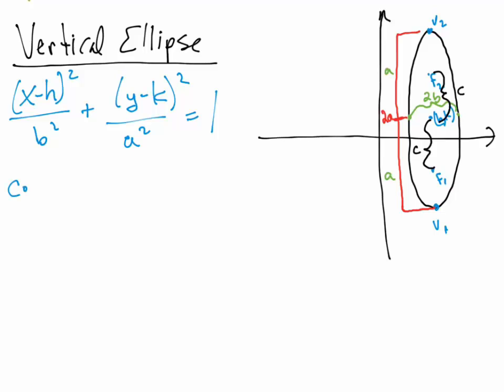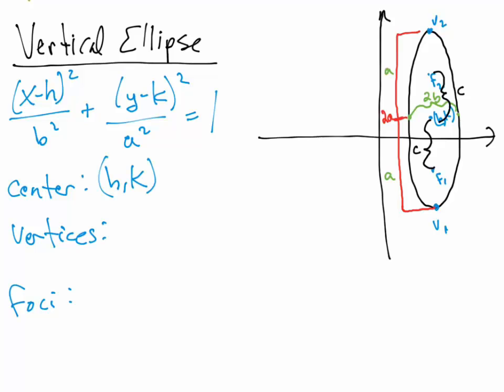So identifying the center, the vertices, and the foci. Well, the center is still h comma k. For the vertices now, I'm going to start at the center, but now I'm going to move along the y-coordinate a value of a. So this will be h comma k plus or minus a. And then for the focal points, I'm going to add and subtract the c value to the y-coordinate. So h comma k plus or minus c.